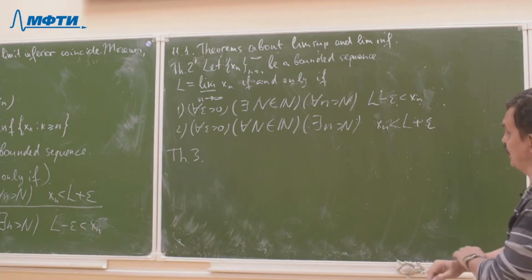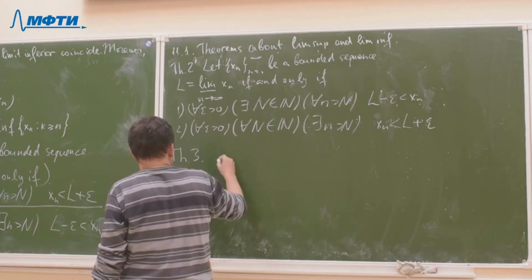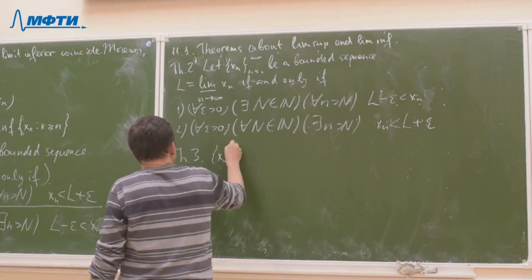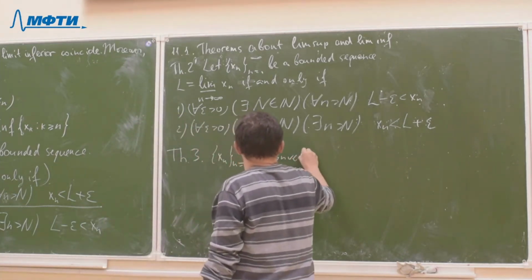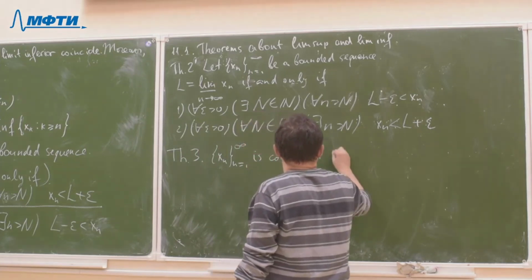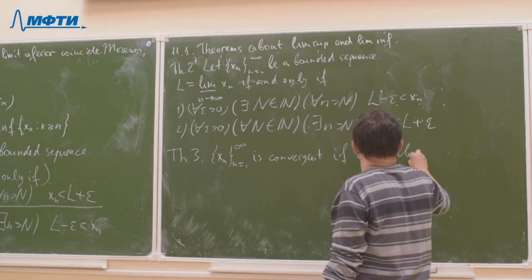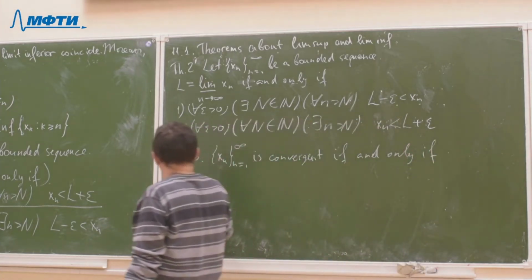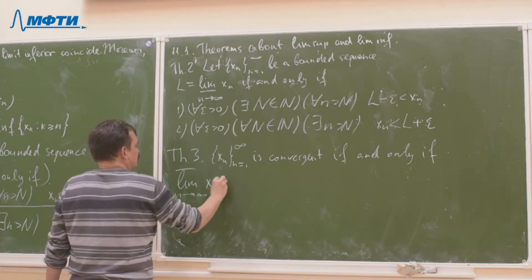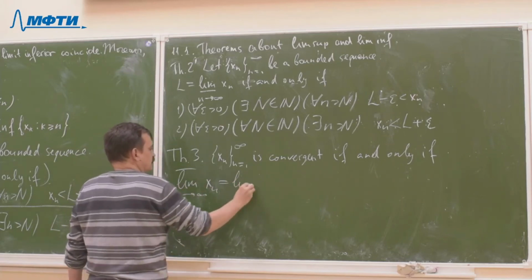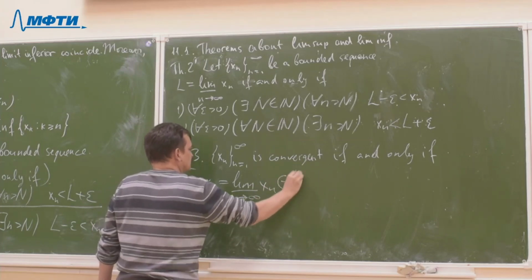And there is a quite important theorem which is a direct corollary of theorems 2 and 2 prime. So x_n is convergent if and only if limit inferior and limit superior coincide and are finite.